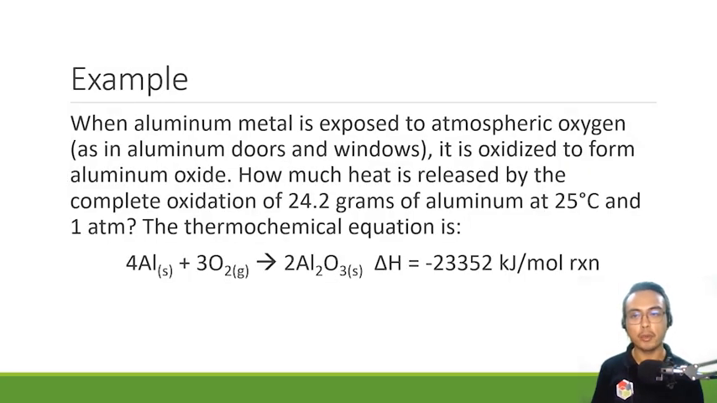Okay, another example. When aluminum metal is exposed to atmospheric oxygen, it is oxidized to form aluminum oxide. How much heat is released by the complete oxidation of 24.2 grams of aluminum at 25 degrees Celsius and 1 atmosphere? The thermochemical equation is given below. That's 4 aluminum plus 3 O2 yields 2 Al2O3. And we are given the enthalpy of the reaction as negative 23,352 kilojoules per mole.